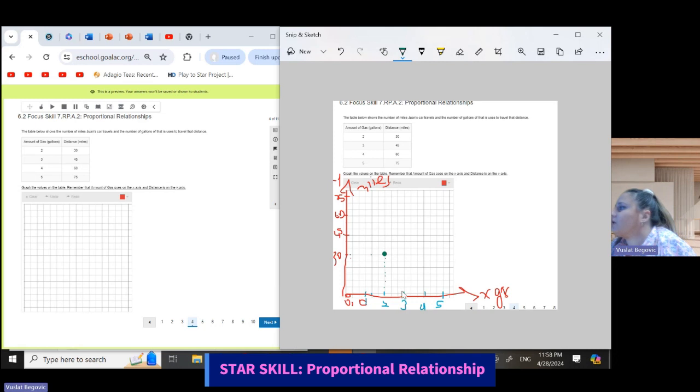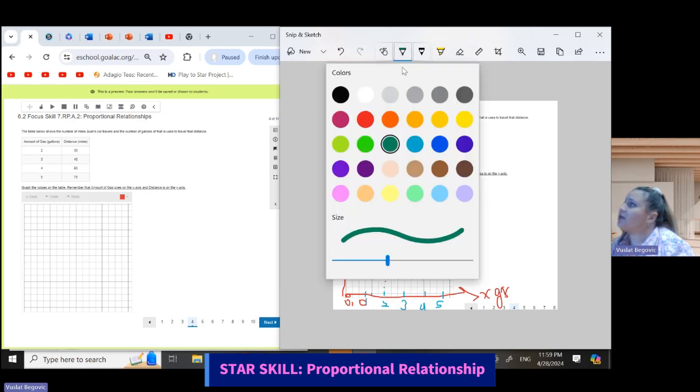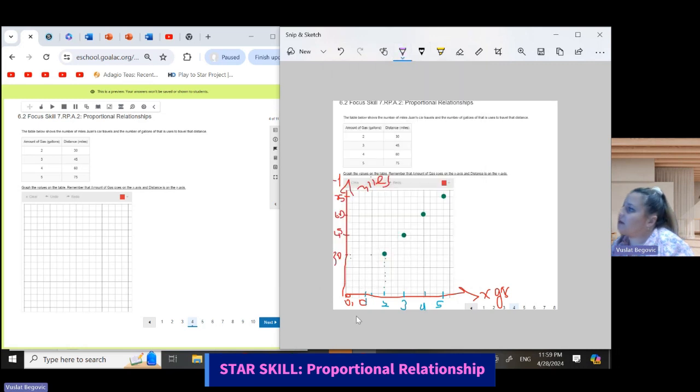3 to 45 is going this way. 3 to 45 here. And then I will go 4 to 60, and then 5 to 75. Okay, this looks pretty even to me to make a straight line. Let's make a purple or pink line. So look at this, because it is 1, 2, 3, 4, 5, 6, and then 1, 2, 3, 4, 5, 6. See, 6 to 6, that means it actually goes through the origin.